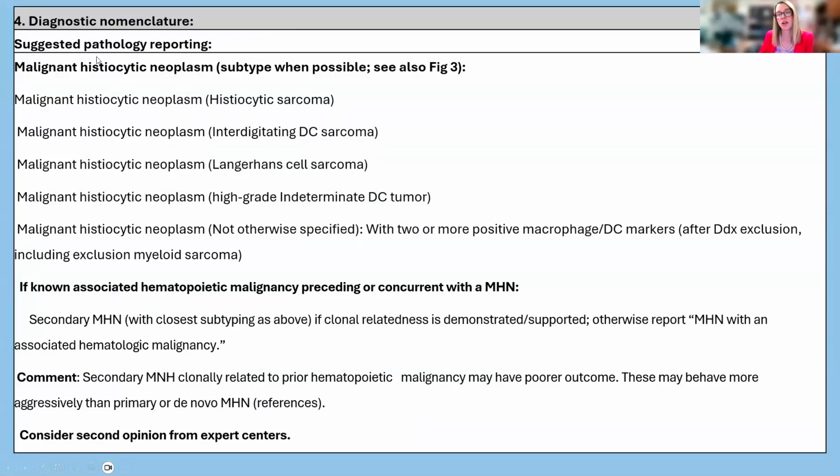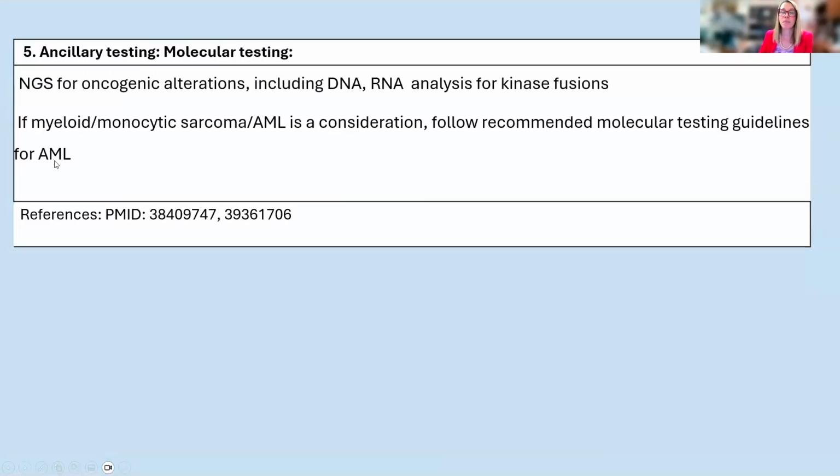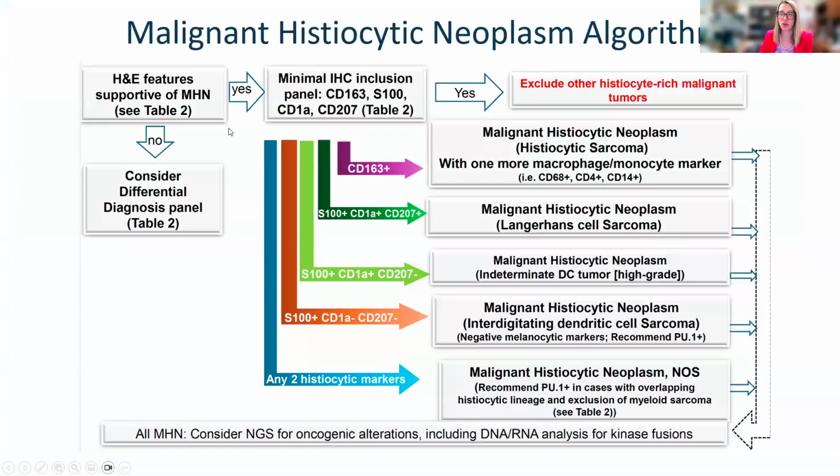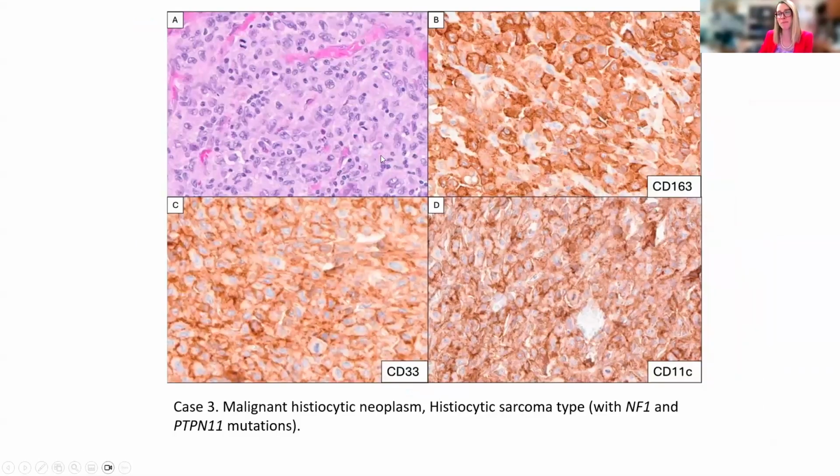So this is just our proposed pathology reporting to sort of understand that this is a large group. Of course, we'll try to subtype when possible, still into the specific criteria, but there are cases where we can't get it into a specific criteria. Again, sort of knowing the molecular is important in these cases. So again, a little schematic to help you and help the pathologists to think about that.